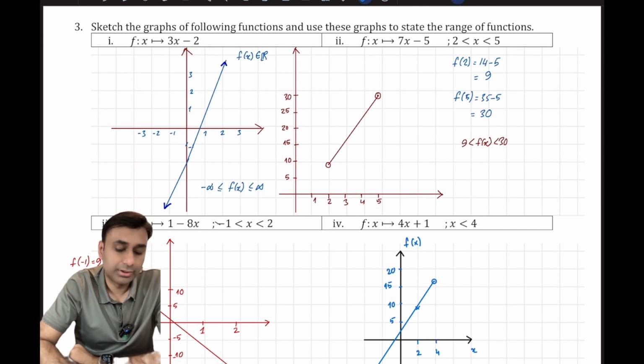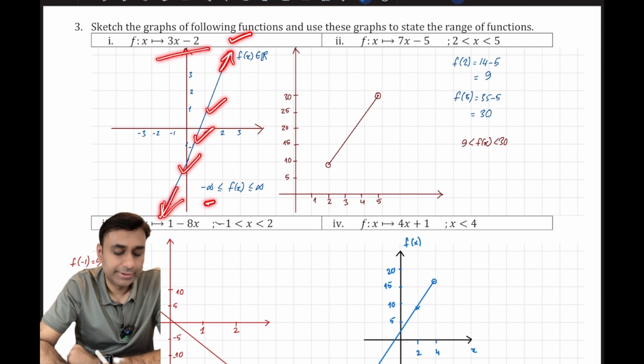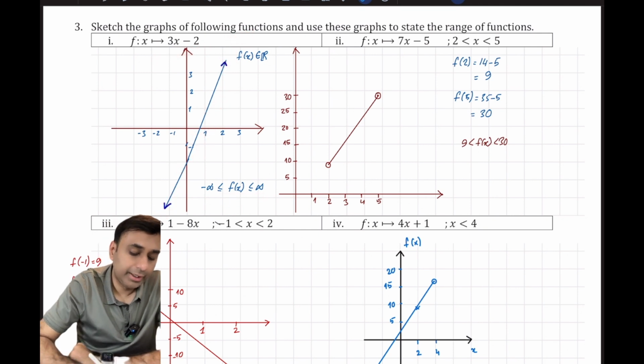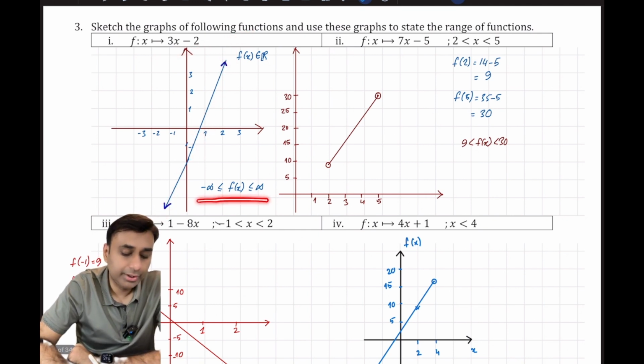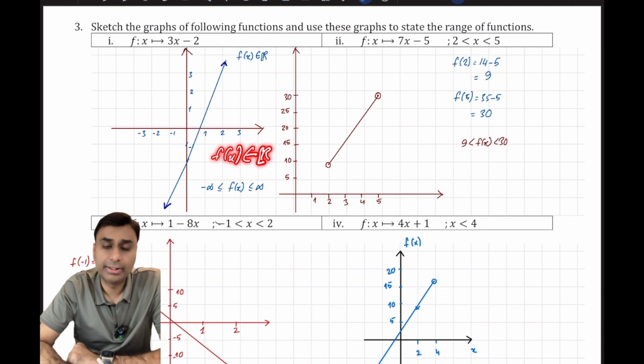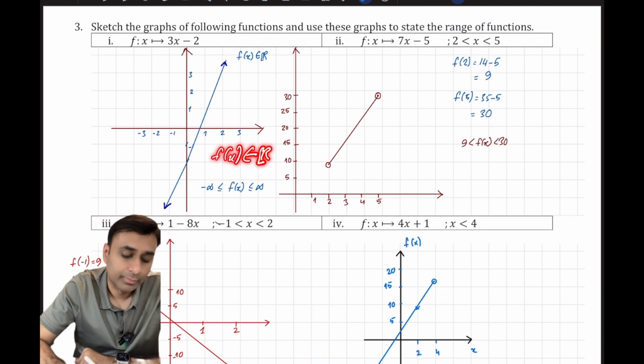So I know that if it's 3x minus 2, there is no specific interval of domain given to me. That means this is a function that will always be increasing on one side and always decreasing on the other side. So your range is going to be all possible real values. One way of writing it down is f(x) is from negative infinity to positive infinity, or you can also say that f(x) belongs to all real numbers. Even if you write it like this, that should also be correct.